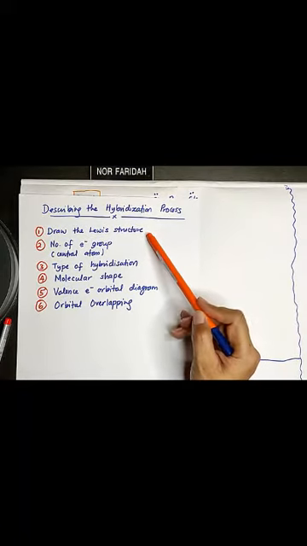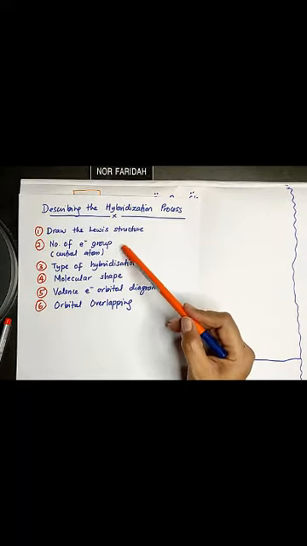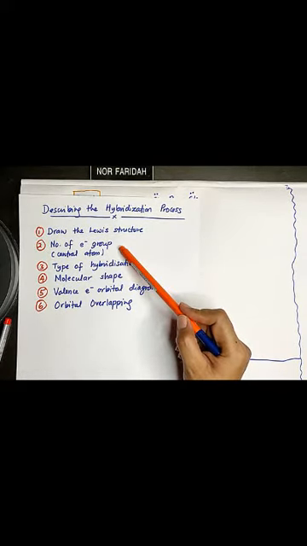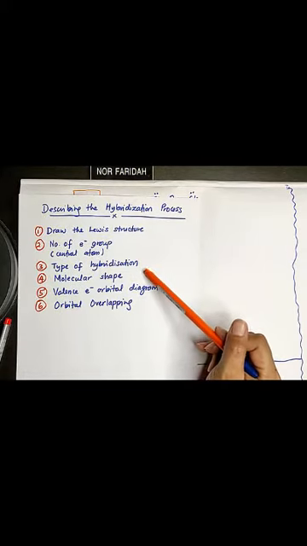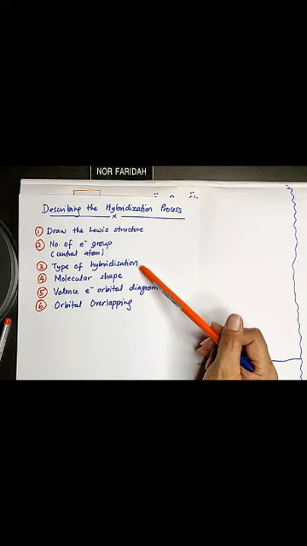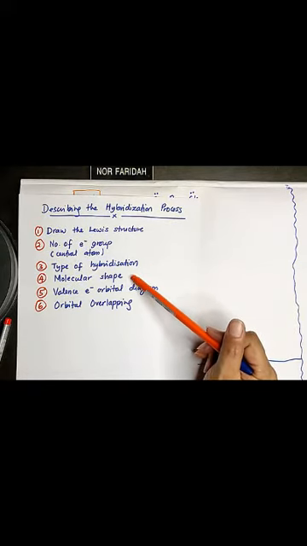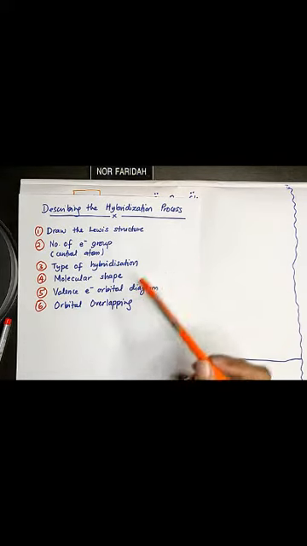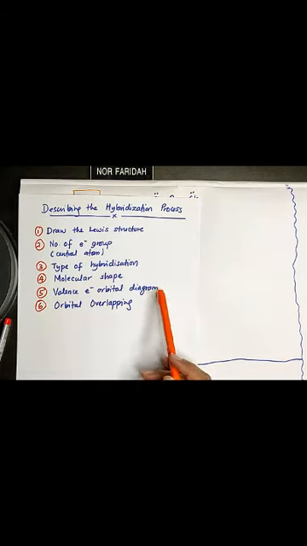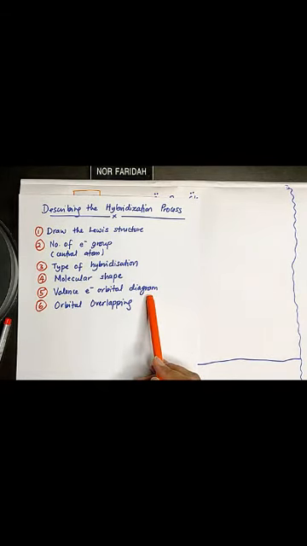Step number 1, draw the Lewis structure. Step number 2, determine the number of electron groups around the central atom. Step number 3, determine the type of hybridization undergone by the central atom. Determine the molecular shape of the molecule or ion. Next, describe the hybridization process by using the valence electron orbital diagram, and lastly, show the orbital overlapping.